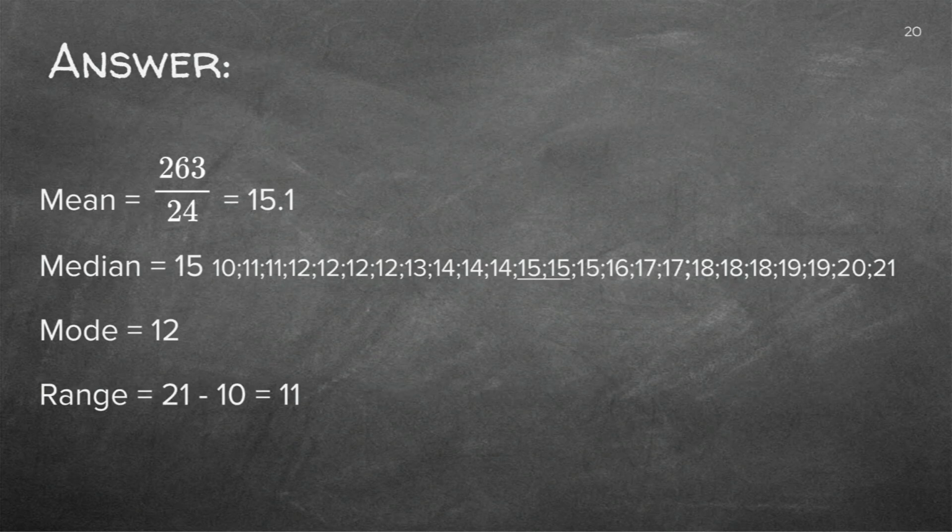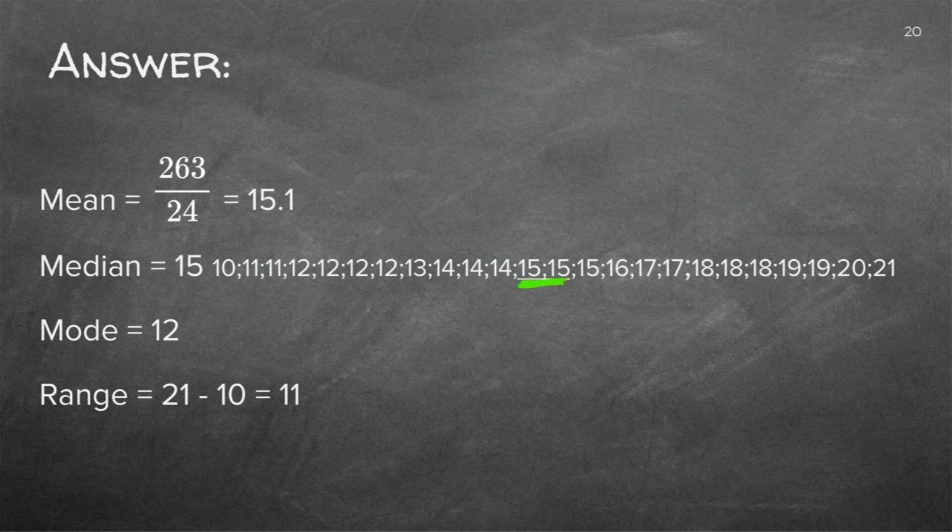Okay, right. So the mean is 263 divided by 24, which is 15.1. The median, if you organize your data, you see the center is 15. There are 24 values, so it is in the middle, but because the two middle values are the same, the answer would be 15.